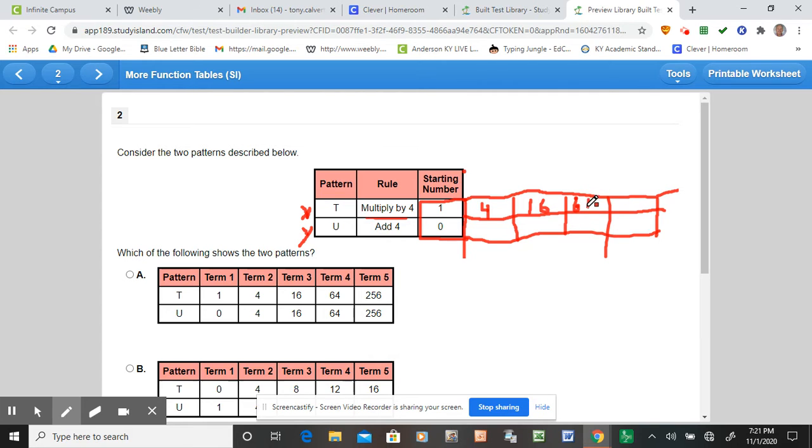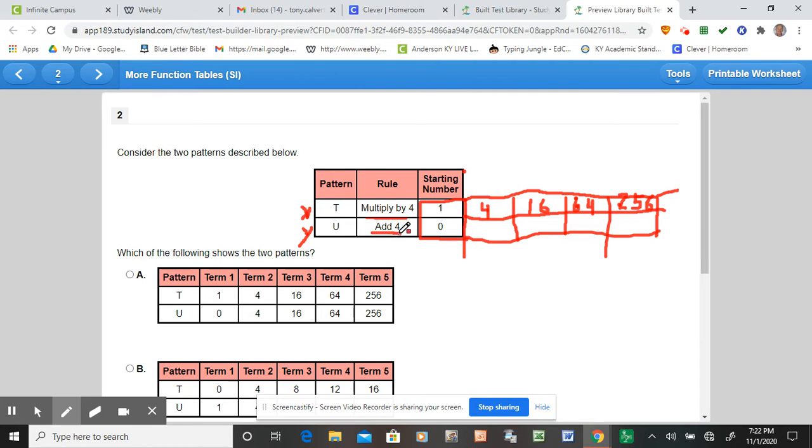Pardon my writing, but that's supposed to be 64. And then 64 times 4, I'm going to do this mentally. 6 times 4 is 24. So 60 times 4 would be 240. And 4 times 4 is 16. So that would equal 256 when I add those two together. Hopefully that's a way that you can learn to do that. Some of you already do it that way. 256.